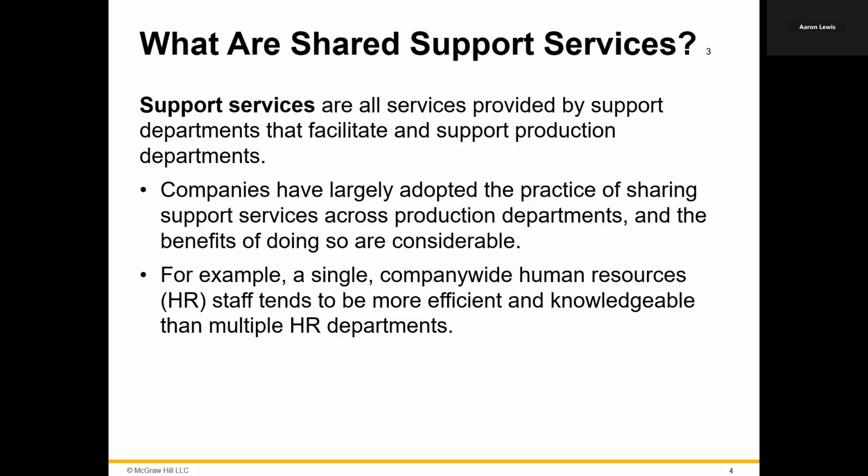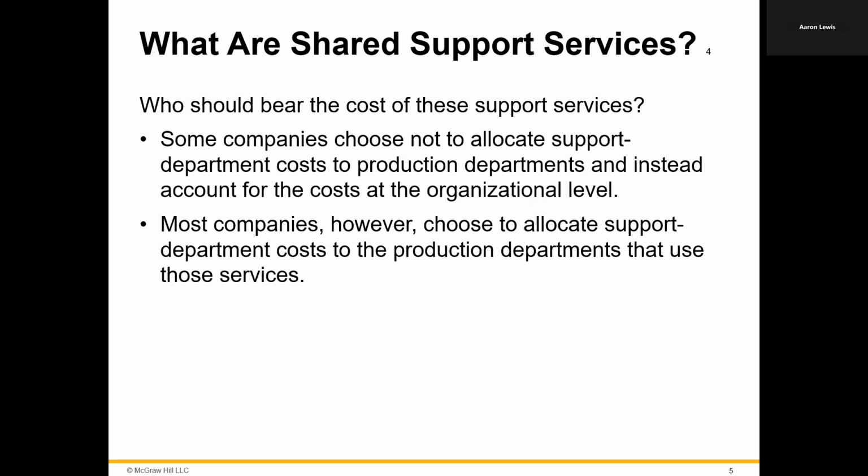And companies have taken largely, when applicable, to sharing the cost of support services to the main production or to the main service that you're providing. And the benefit of that is it allows you to have a lot more knowledge to figure out what your pricing points are going to be, where you need additional people, where your profitability is coming from, etc.